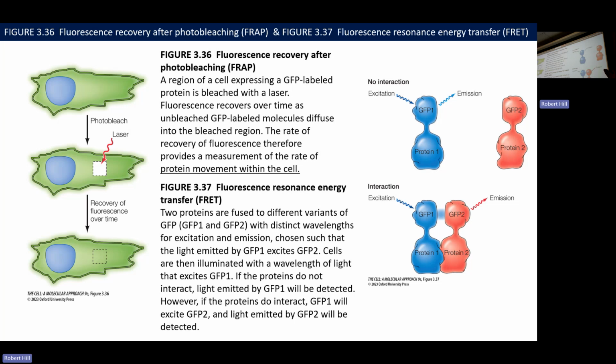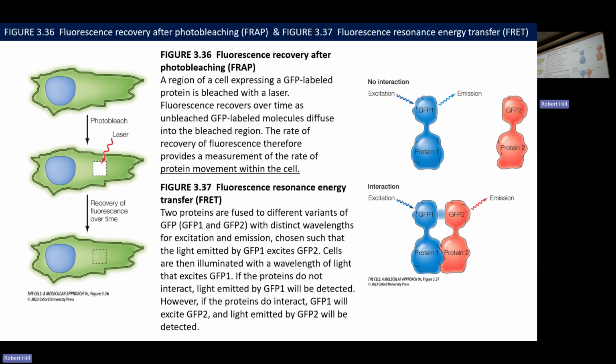But the photobleaching can also be used to see how proteins are moving in the cell, because when you use a laser to bleach a certain spot, how quickly that spot fills back up with fluorescent proteins can indicate how the protein is migrating within the cell. And that's what FRAP is. It's used to detect protein movement within the cell.